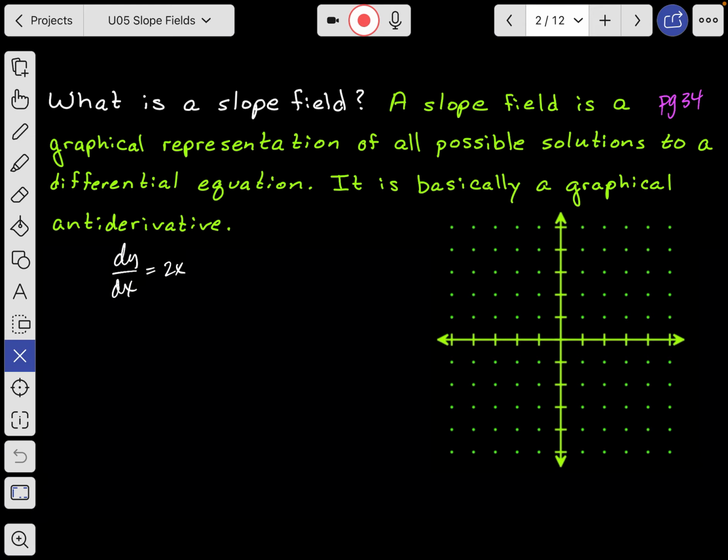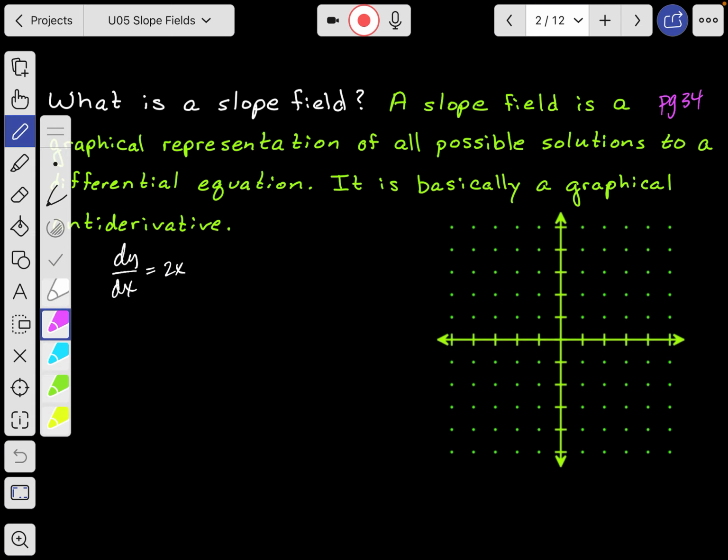Here's our first example. It says dy/dx is equal to 2x. So we know that the slope is equal to a linear function. Well, that means the original function is equal to a quadratic. We can use separation of variables to come up with a general equation.